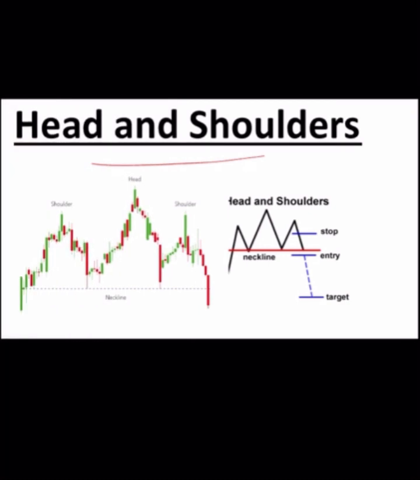All right, guys, as we progress, the first chart pattern we have here is called the head and shoulders. The head and shoulders chart pattern shows us three peaks. The peak in the middle is higher than the two peaks beside it. The one in the middle, which is the highest, is called the head, while the two peaks beside it are called the shoulders.